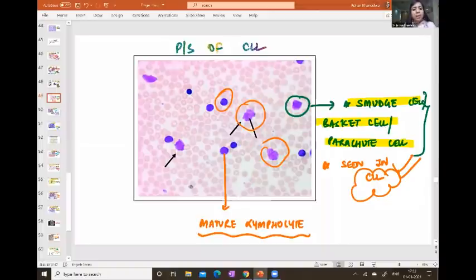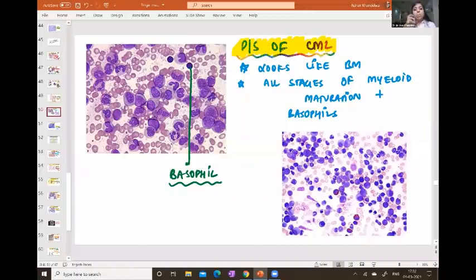Next, in CML, the peripheral smear starts looking like a bone marrow. Why? You all know that CML is a myeloproliferative disorder. Because it is a myeloproliferative disorder, myeloid cells are proliferating. The bone marrow is so full of myeloid cells that these get filled up in the peripheral smear, in the peripheral blood also. So when I see the peripheral smear, I see all stages of myeloid maturation. The cells of myeloid maturation which were not seen are also seen along with basophilia.